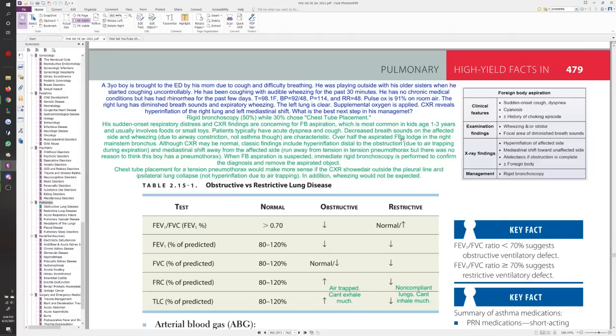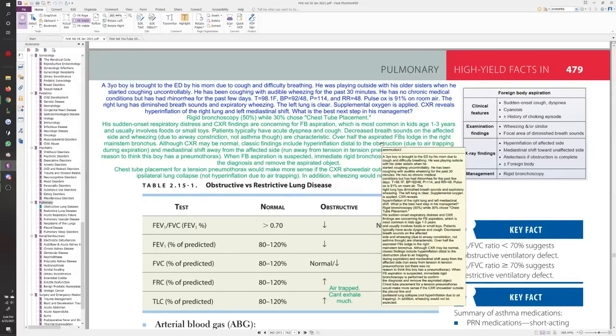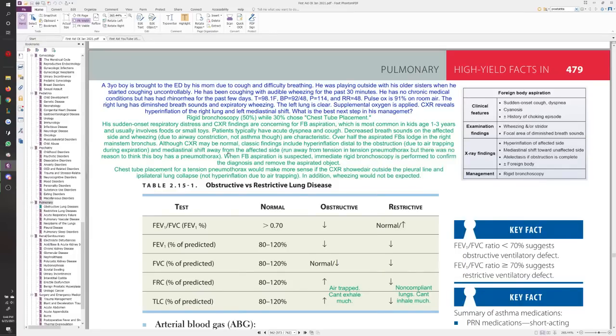Over half of the aspirated foreign bodies lodge into the right mainstem bronchus. Although chest x-ray may be normal, classic findings include hyperinflation distal to the obstruction. You can imagine that this little blockade in that one lung essentially made that lung into an obstructive lung disease lung. Obstructive lung disease causes hyperinflation because of air trapping. So that's why there was hyperinflation. Totally makes sense, right? Distal to the obstruction. And the mediastinal shift away from the affected side, right? Because you run away from tension.